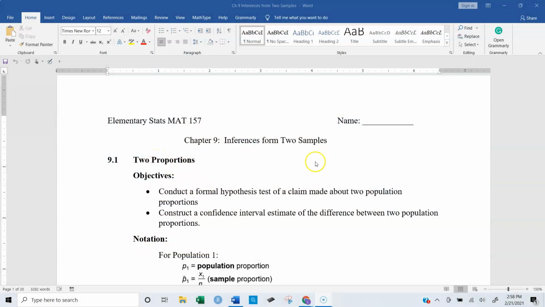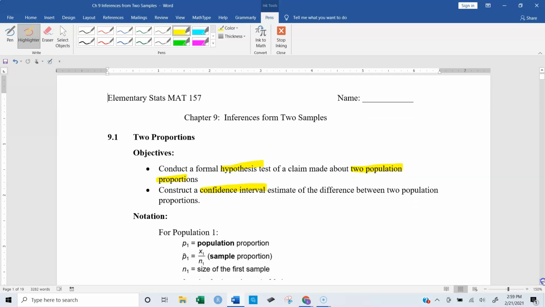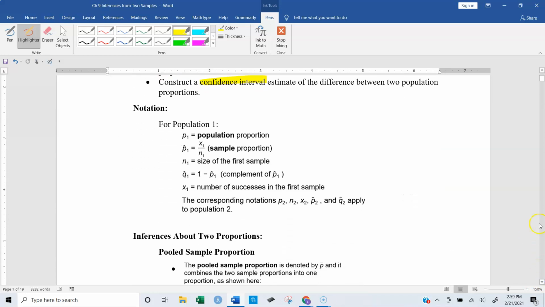All right, our first one is two proportions. If you remember, on the other one we also started out with proportions, and this is the same thing, except now we're going to have two. So we're going to do a hypothesis test about two population proportions. And we will do a confidence interval just like before, and we will do a test statistic and a p-value, nothing different. Okay, your notation is a little different.